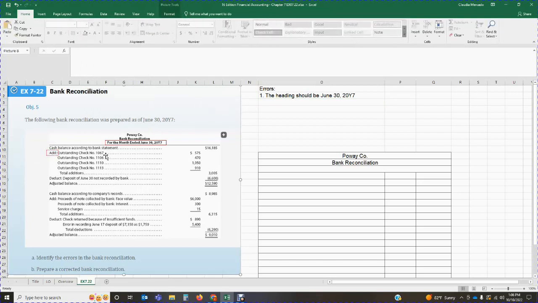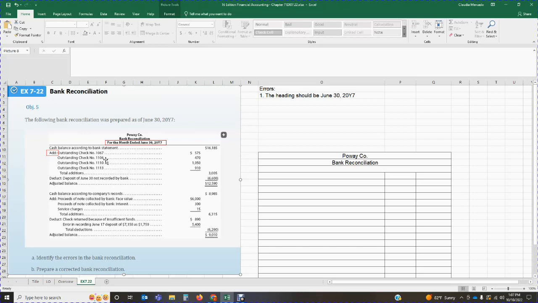If we want our bank balance to balance my company's records, when I issued those checks on the company's records, I deducted them. Check number 1067, I deducted $575. Check number 1106, I deducted $470. Why? Because I'm writing a check. That means I'm going to have less money when that check clears. So I deducted those checks from my company's records. My bank is still not informed, but I know that I have outstanding checks.